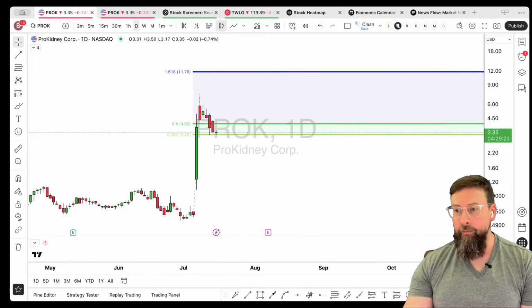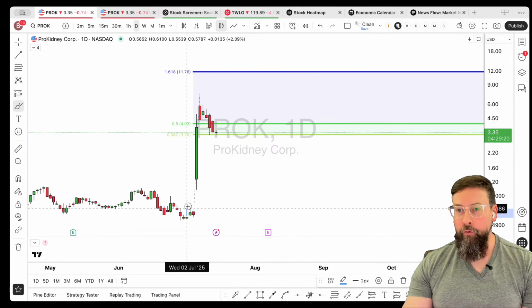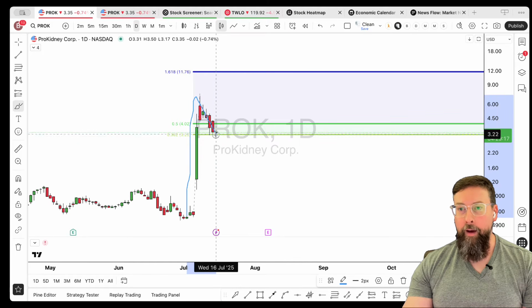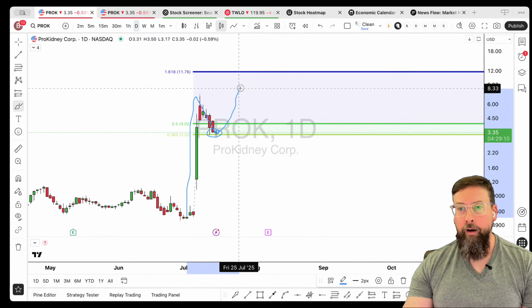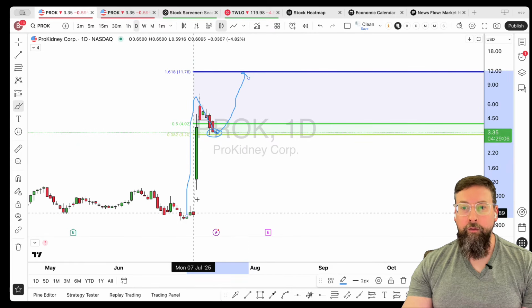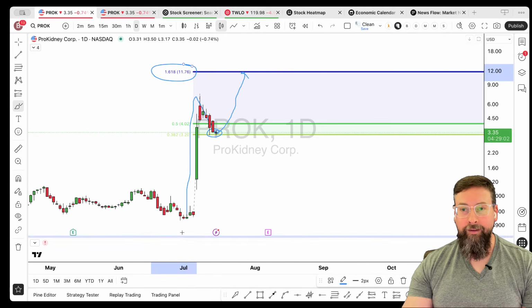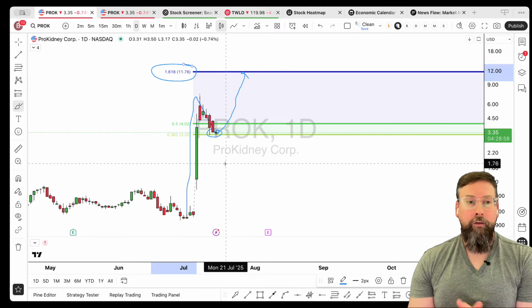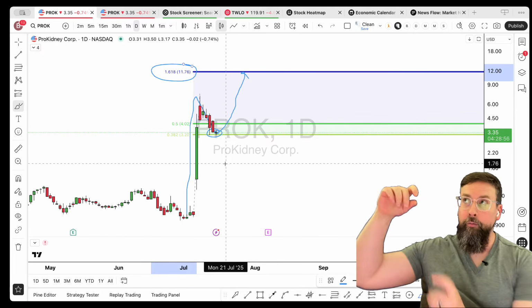What this means is that if this move, for example, is 1, and then you get your pullback, and say that pullback works, currently we're about flat in this position, then where could it go from there? Well, a logical target might say, from this move to this move, I want 2/3 of this initial move in my target.